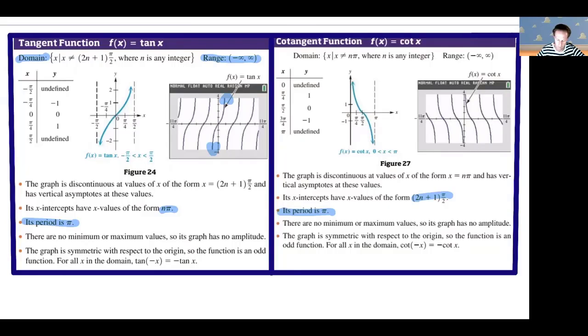And then remember, no amplitude technically because there are no max or min values. So that's for your notes just in case you wanted it. Otherwise, you just go and practice and make sure that you got this down.